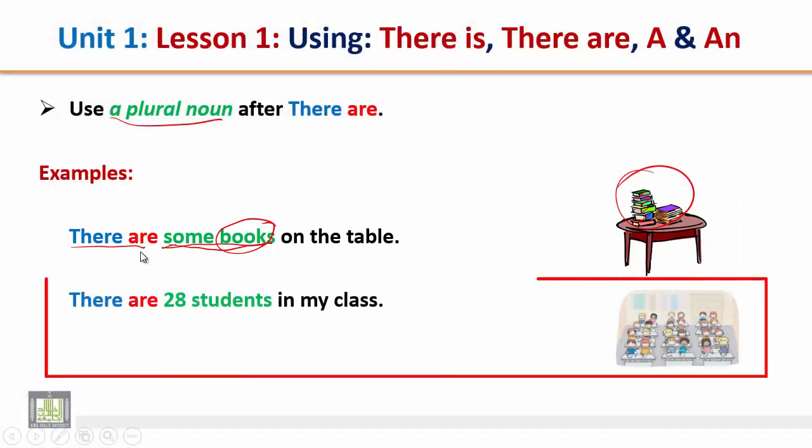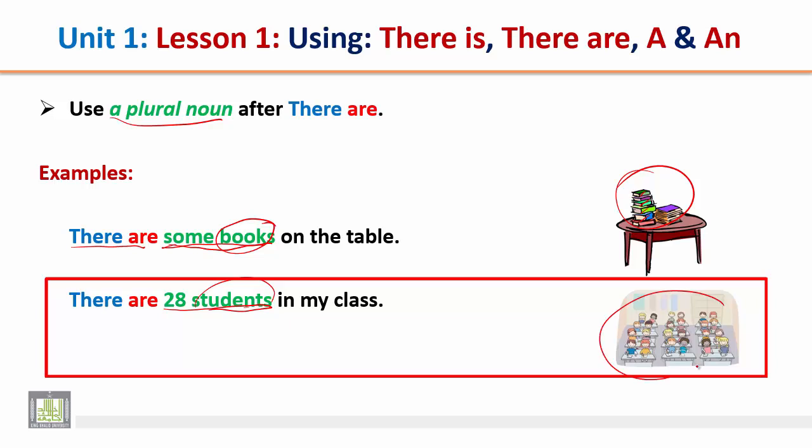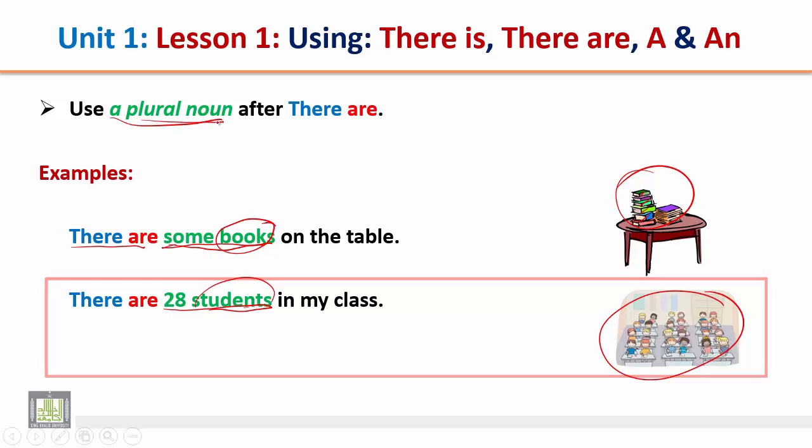Another example: there are 28 students in my class. Again, after there are, we use a plural noun. Students, not one, but many. So there are 28 students in my class. After there are, we use a plural noun.